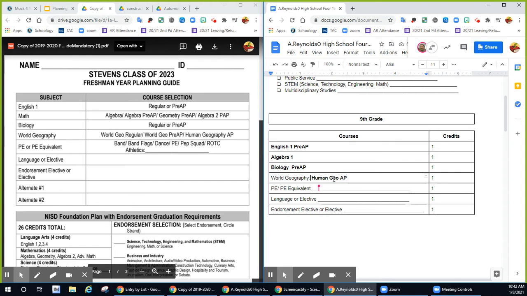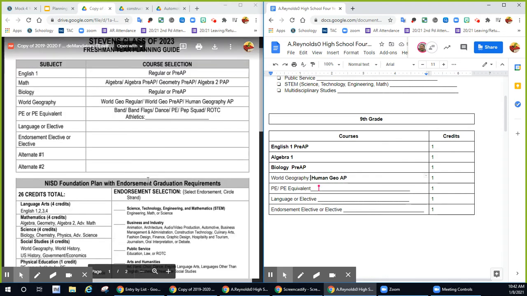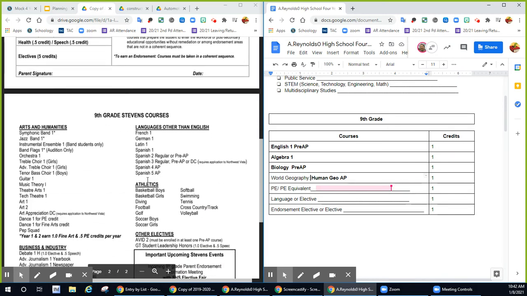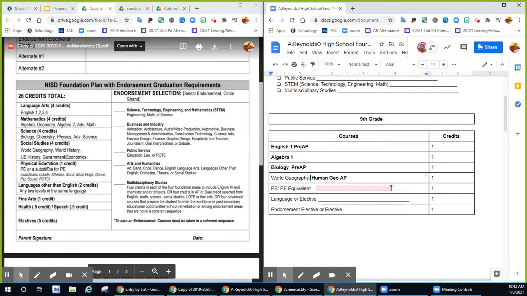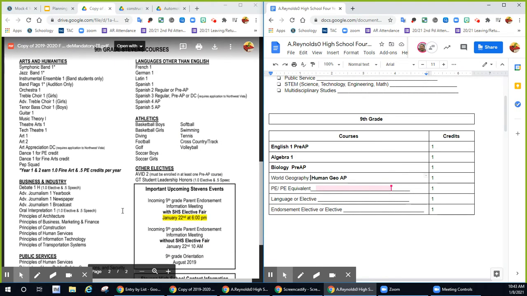Now PE, you can either take PE or you can take a PE equivalent. If you go down here, you'll see that there are athletics here, and it does also tell you for physical education that the substitutes include athletics, band flags, dance, pep squad, and ROTC. Well, somehow I don't see myself in dance class.